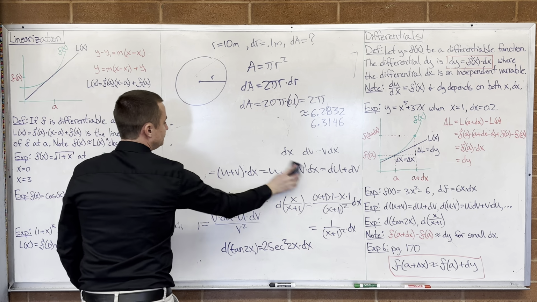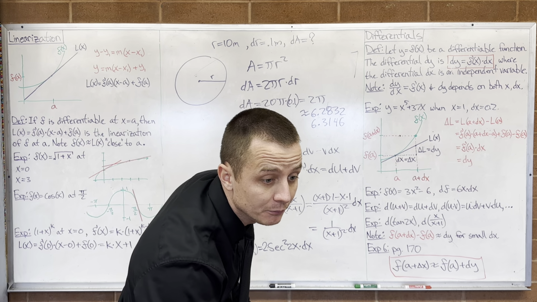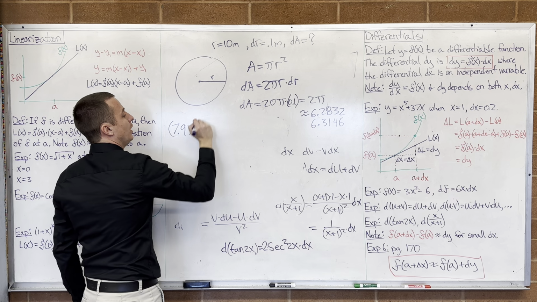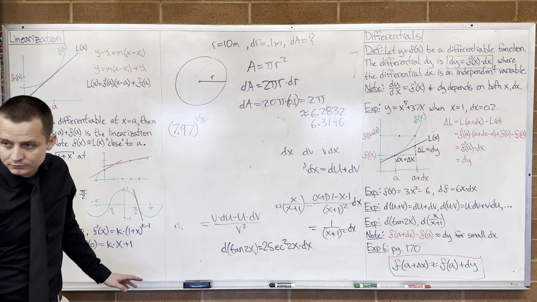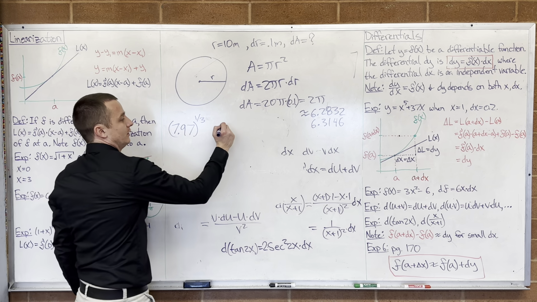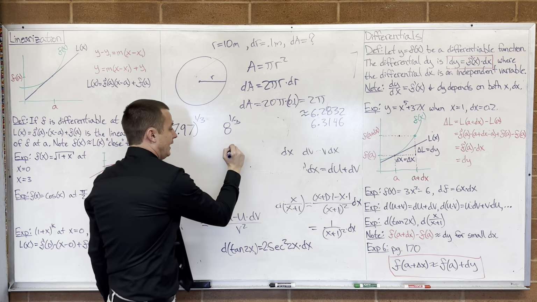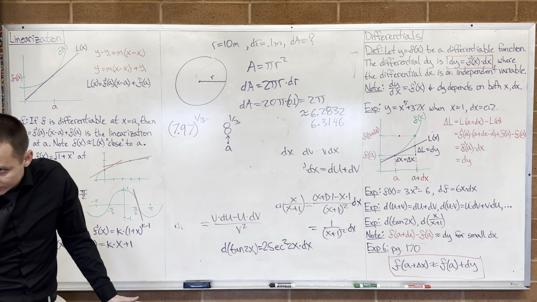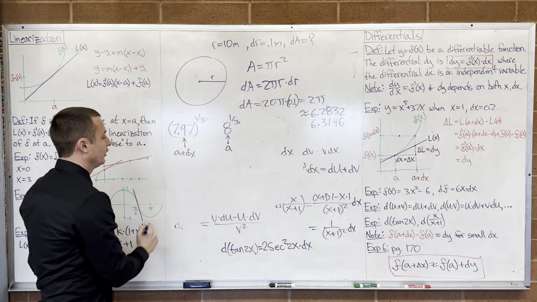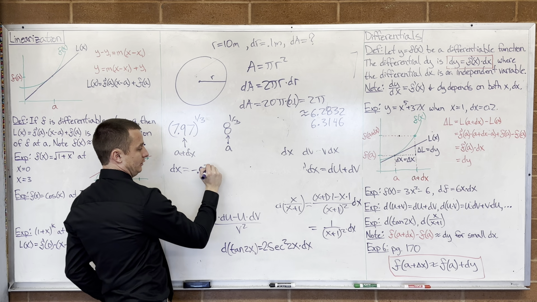Our next problem, we want to approximate 7.97 to the 1/3. Now what do we wish that number was? Imagine I gave this to you on an algebra test. You wish that was 8 to the 1/3. So here's a point that you know how to work nicely with. This is going to be our A. Here's a point that we're forced to work with. So this is our A plus dx. In other words, what is our dx in this case? Negative 0.03.